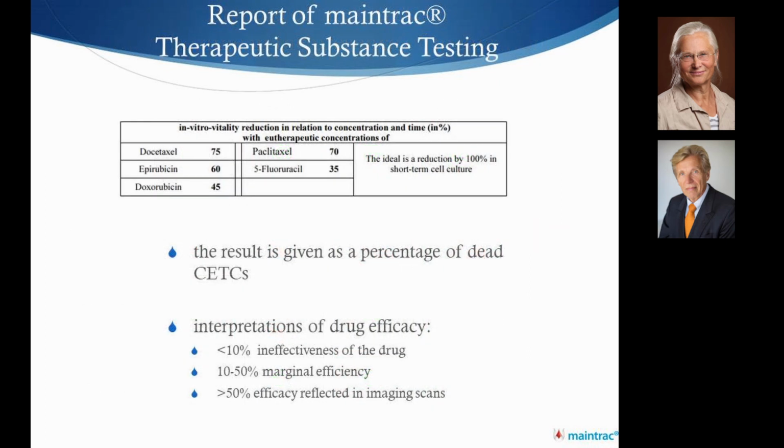We inform you of the sensitivity of the cells by the percentage of dying cells at certain concentrations. And here you can see that the taxanes are the most effective ones and others are less effective. The interpretation is: if it's less than 10% dying cells, this drug is ineffective. If it's between 10 and 50%, we call it marginal efficiency. And everything above 50% is good efficacy.